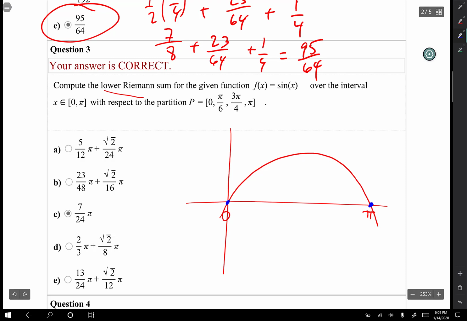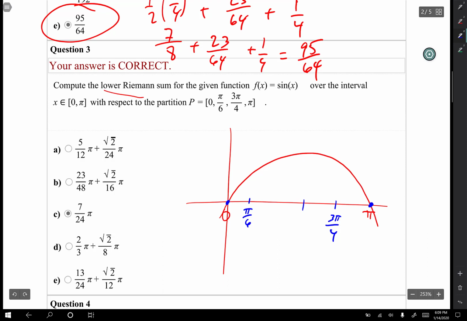And then pi over 6 is probably closer to the 0 than the halfway mark. And then 3 pi over 4, here's the halfway mark. 3 pi over 4 is halfway between pi over 2 and pi. And then pi. Okay, so we're doing lower Riemann.